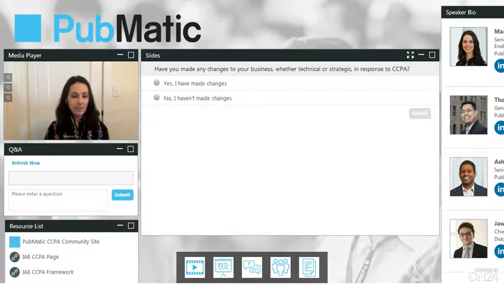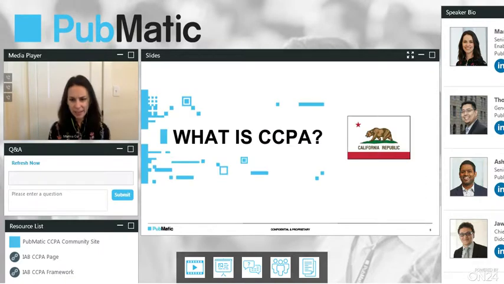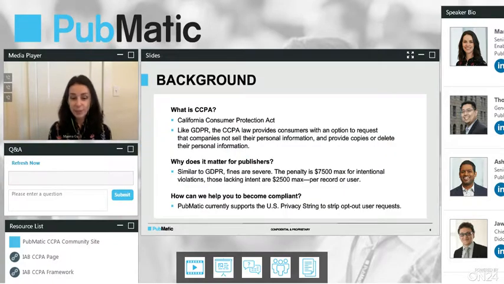So what is CCPA? Let's start with the basics to make sure we're working from a shared understanding, and then we can go into more specifics on the legal and technical walkthrough. First off, it stands for California Consumer Protection Act. And like Europe's GDPR, the CCPA law provides consumers with an option to request that companies not sell their personal information and actually provides copies or the ability to delete that personal information.